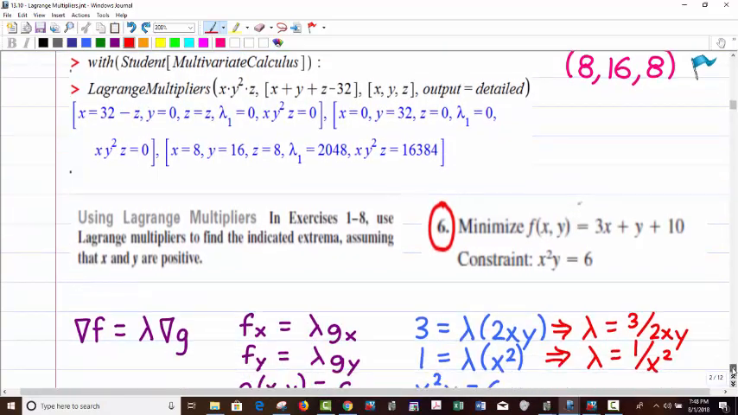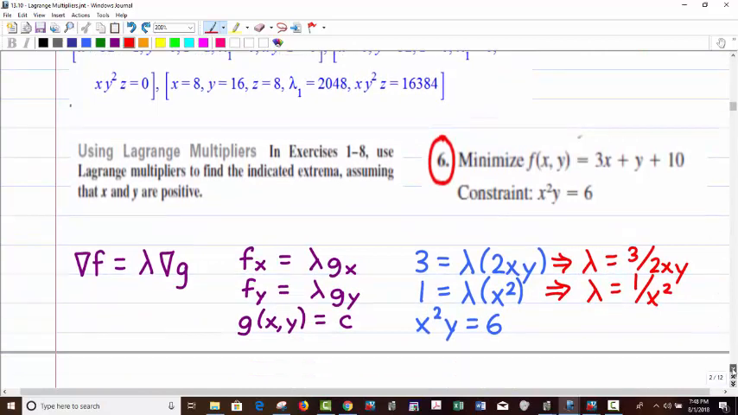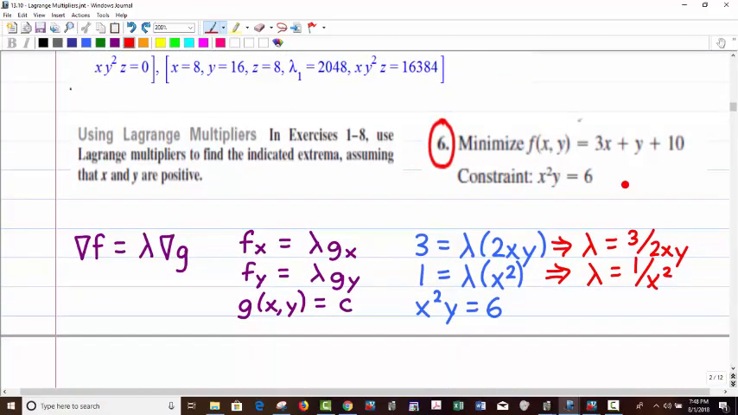All right. That one had 3 variables. Now we're down to 2 variables. So we're trying to minimize this function 3x plus y plus 10 with the constraint x squared y equals 6. So we have to get our Lagrange equations first and foremost. So here they are right here, the general form of them. And then now let's get what they actually are based on this particular problem.